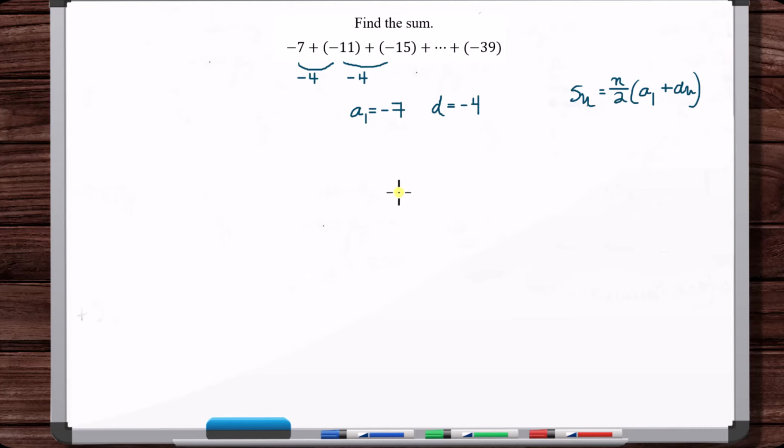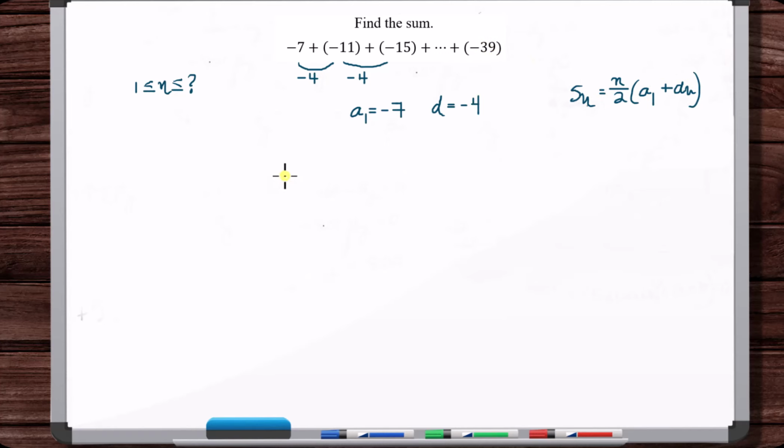Okay, so to do our sum, this is just like the previous problem. We need to find the last term. We know we're going from 1, but what is this? Or no, wait a minute. We know a sub n. This is a little different from the last problem. We know a sub n is minus 39. We just don't know what term this is.